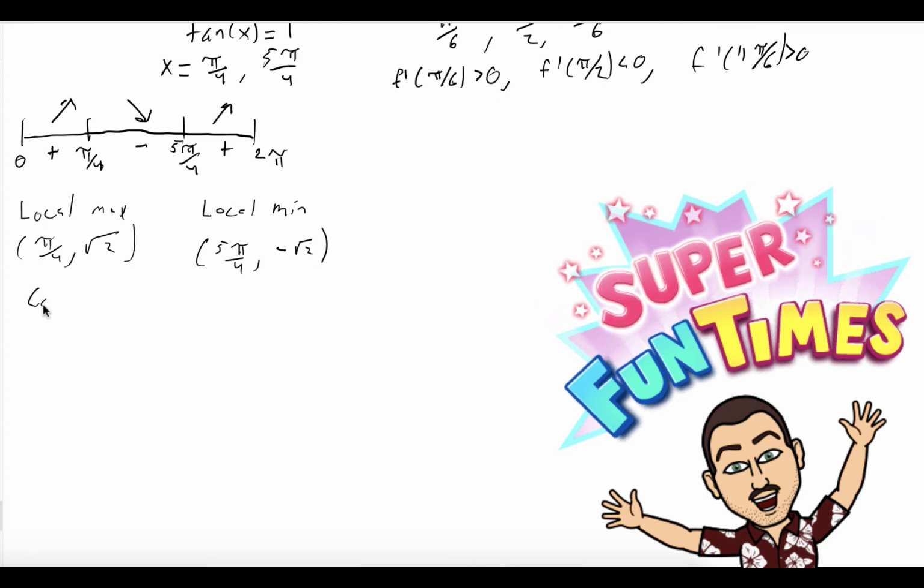So now we could find the concavity, and to do that we need the second derivative, which is negative sine of x minus cosine of x. We'll set it equal to 0, and we get tan of x equals negative 1, so x equals 3 pi over 4 or 7 pi over 4.